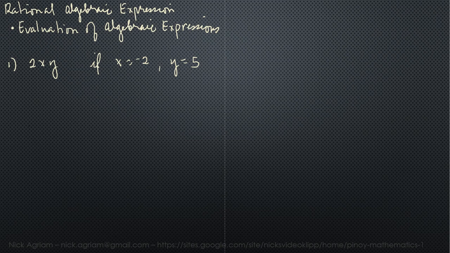For example, we have 2 times x times y. If x is equal to -2 and y is +5, then we need to evaluate that. So we have 2 times -2 times 5. Then we have -20.